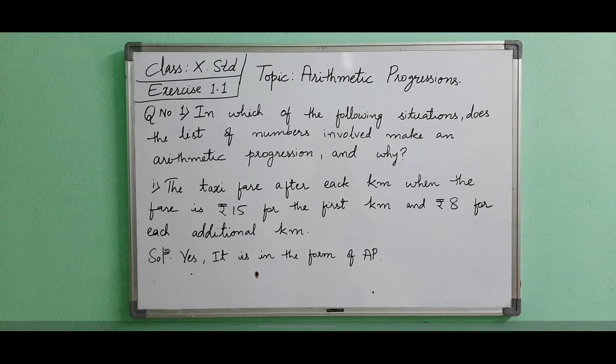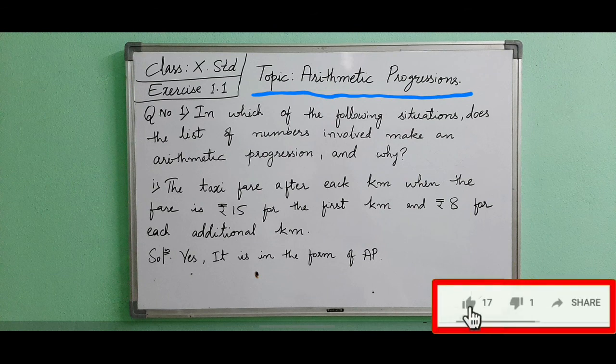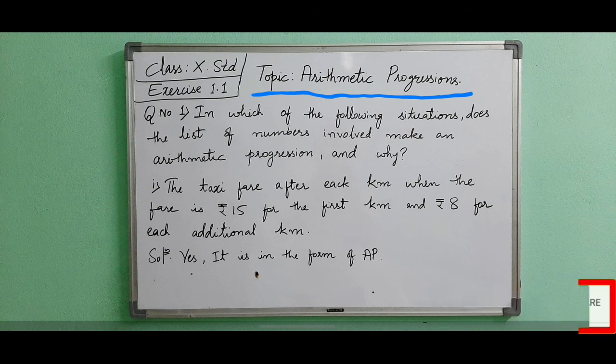After the introduction part, I hope you all have understood the concepts. Now we are going to start with the exercise. Question number 1. In which of the following situations does the list of numbers involved make an arithmetic progression and why? When we say arithmetic progression, we need to understand first when it will be an arithmetic progression. If the difference between two consecutive terms is equal, if the D is the same, then only we can say they are in arithmetic progression.